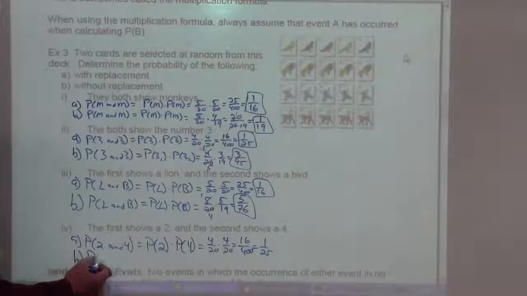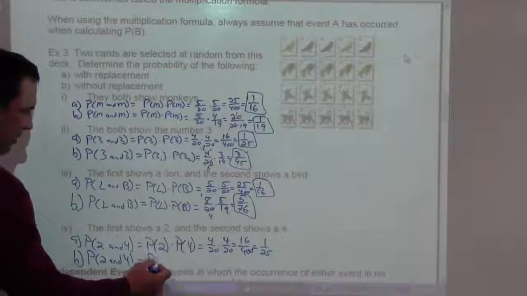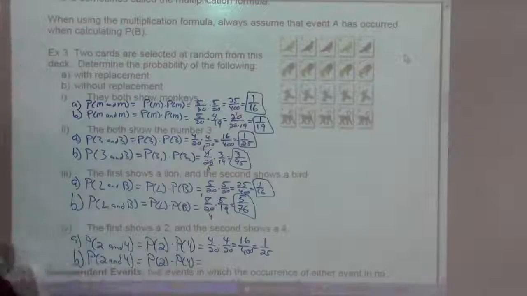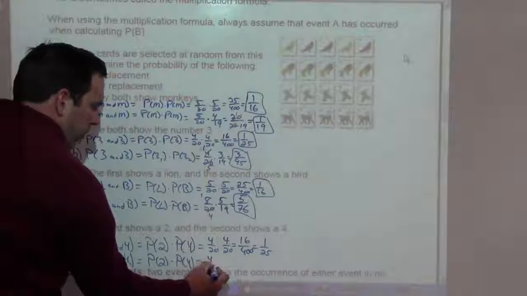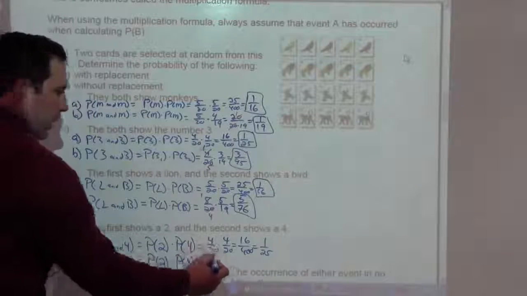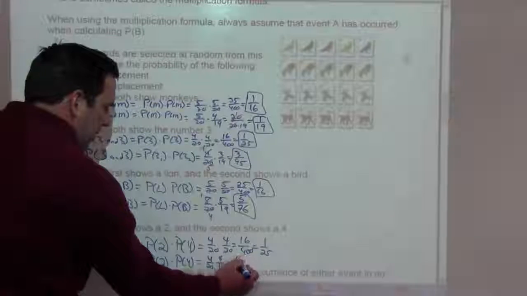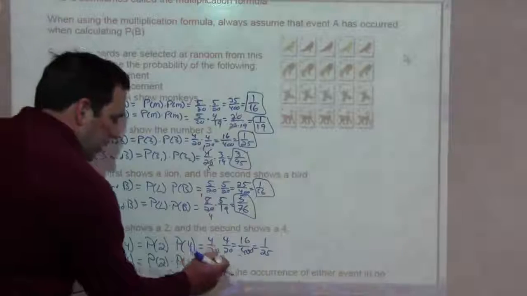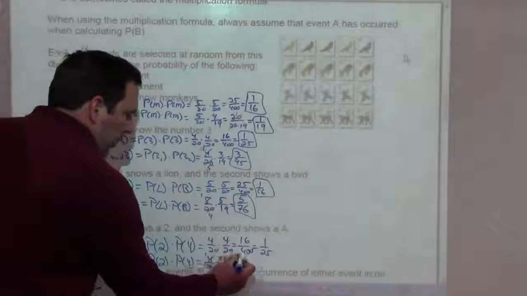And the probability of 2 and 4 in the second case is probability of 2 times probability of 4. This time it's without replacement, so the 2 card is taken out of the pot. We had 4 out of 20 for that one. Now there are still 4 cards, but there are only 19 cards left in the pot. That's 16 over 380. I'm going to reduce first. That's 4 over 95.